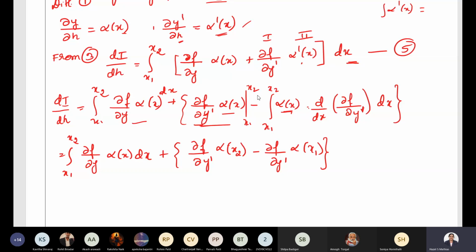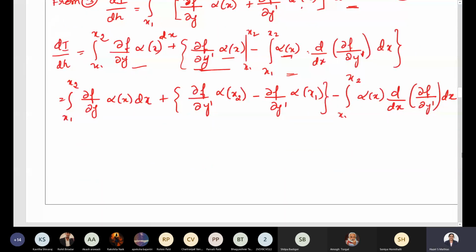After putting the limits, check the second term. This is the term which is pending: integral x1 to x2 of alpha of x times d/dx of ∂f/∂y' dx. Anybody any doubt till this step? Anybody any doubt? No, ma'am. Okay, this is very important, everyone. Please be careful. Listen to me carefully.